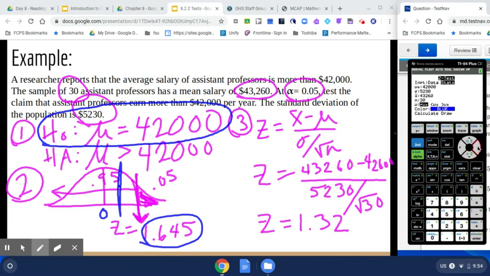This next line is indicating which one we have for the alternative hypothesis. We picked the greater than case. That is the last symbol in that menu. And calculate.